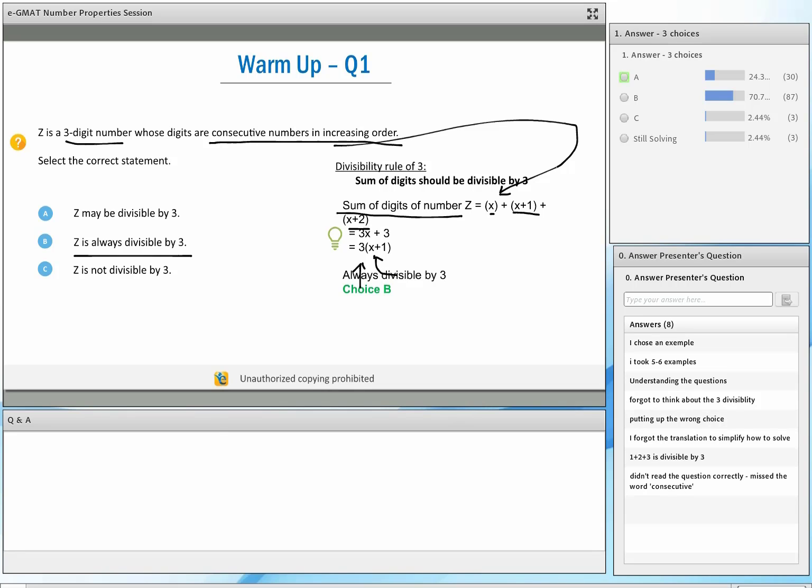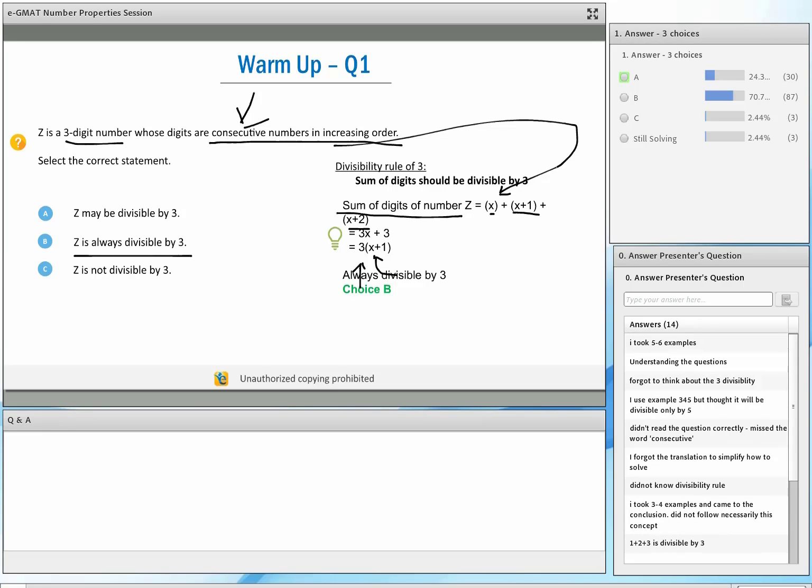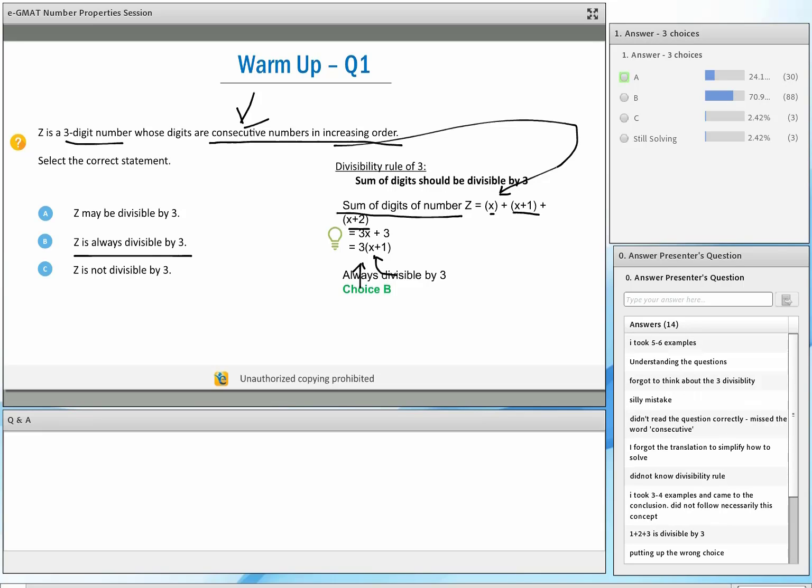So what's happening over here is there are some of you who didn't read the question statement properly and you missed this consecutive numbers part. Now, for you, the conceptual understanding with regards to divisibility rule of 3 may not have been an issue, but the issue was really that you didn't read the question statement properly. So it's an approach issue, right?